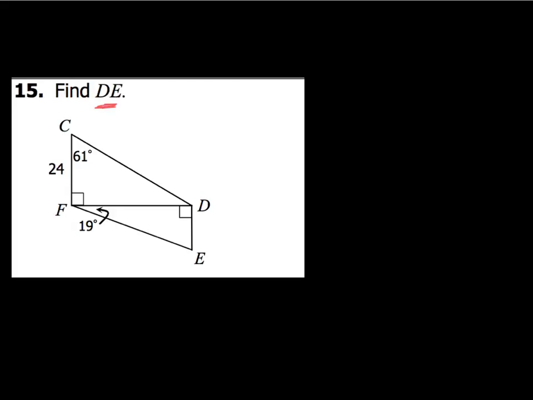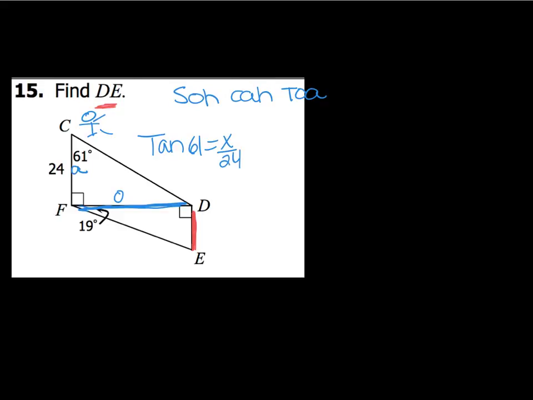Okay, this one is find DE, so here is DE. When I look, we don't have enough information to find DE. So how is DE connected to the other triangle? Here's the connection, so let's find out what this side is. We're going to see what we're working with. SOHCAHTOA. We're going to stand up here at 61. 24 is adjacent, and this side over here is opposite. So we have tangent of 61 is equal to x/24. Let's see what x is.